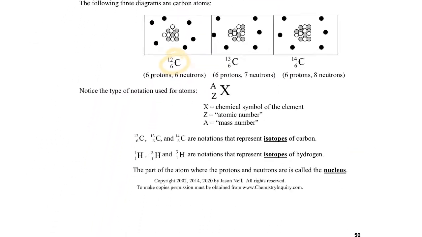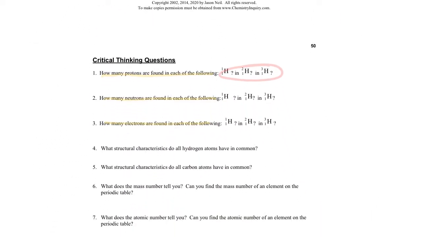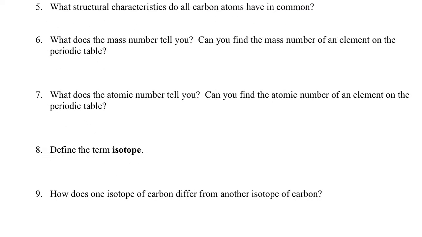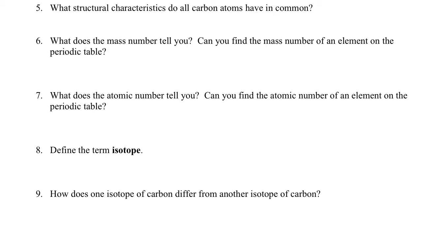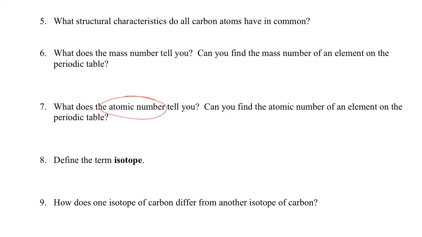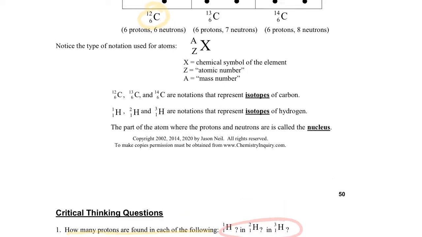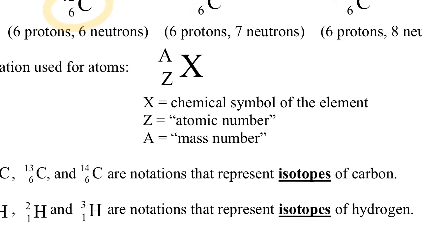Well, later, one of the questions asks them about mass numbers, another one about atomic numbers. Let's look at number 7. What does the atomic number tell you, and can you find it on the periodic table? Now, it's important to realize the students have never heard the term atomic number yet. So when they come across it, they have to look back at the diagrams and they see, okay, atomic number Z. Well, okay, this is the atomic number. What does it stand for?